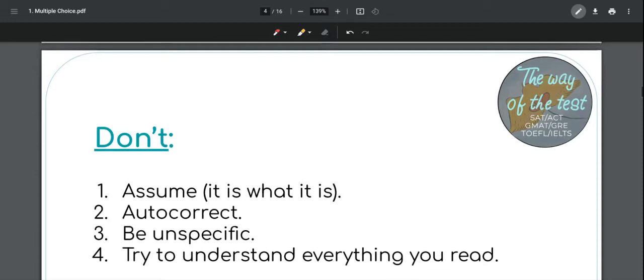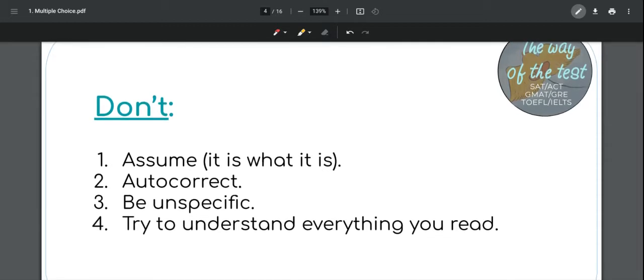Okay, things that we don't want to do. We don't want to assume. Remember the principle that only the information in the text exists, which means if the text says something, that something is the correct thing. We don't assume that the text meant this or that thing. Whatever the text said, that's it, right? Do not autocorrect. If you find that the text says something that you know to be factually incorrect, because that's a topic that you know a lot about, you just don't autocorrect. Remember, whatever you know from real life in the real world, it doesn't exist.